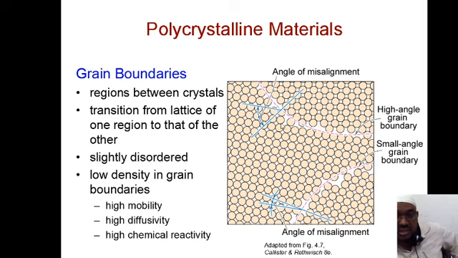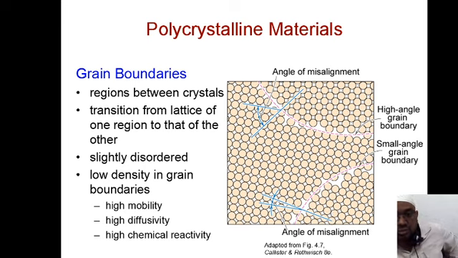We say that polycrystalline materials will have grain boundaries. In the previous section we had a very clear idea about the polycrystalline material. What is a polycrystalline material? What are grain boundaries? The region between the crystals, and the transition from one lattice region to another. You can see this here. This is one grain boundary, and this is another grain boundary. This is a high angle grain boundary. Why is it high angle? You can see the angle formed in this fashion, and this is a small angle grain boundary, right? This is called the angle of misalignment, right?